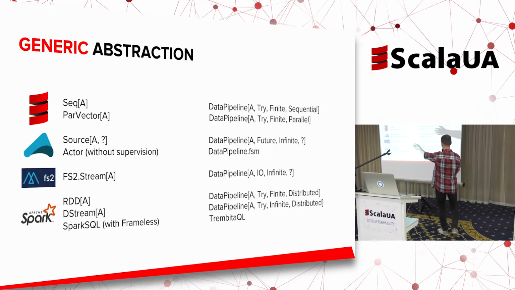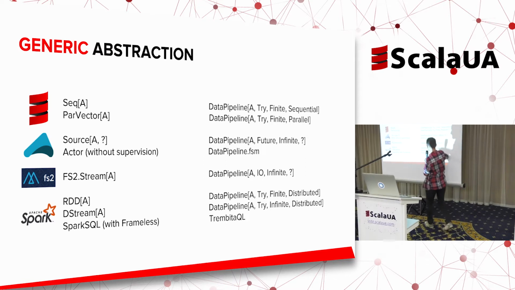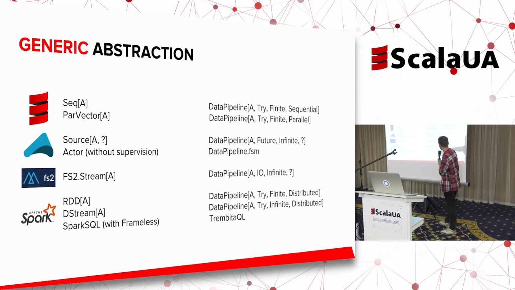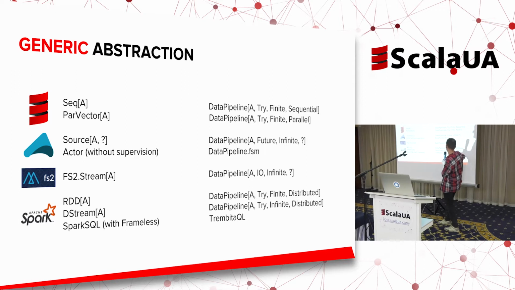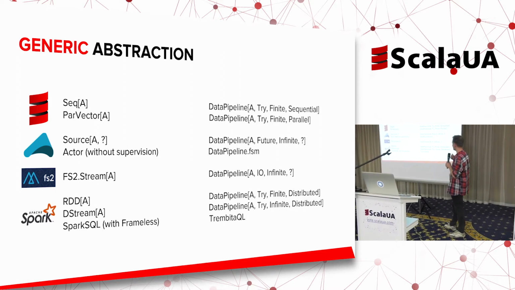If you look at the left side, you can see the typical abstractions that most Scala developers work with. And on the right side, there is the data pipeline. A data pipeline is a type that takes 4 type parameters. Type A is your data. The second one is the monad, actually monad error: Try, Future, IO. The third is that a data pipeline could be finite or infinite. If you look at this, a sequence is finite, but an Akka source is infinite, and this stream also. The last type parameter is called execution. It could be sequential, parallel, or distributed.